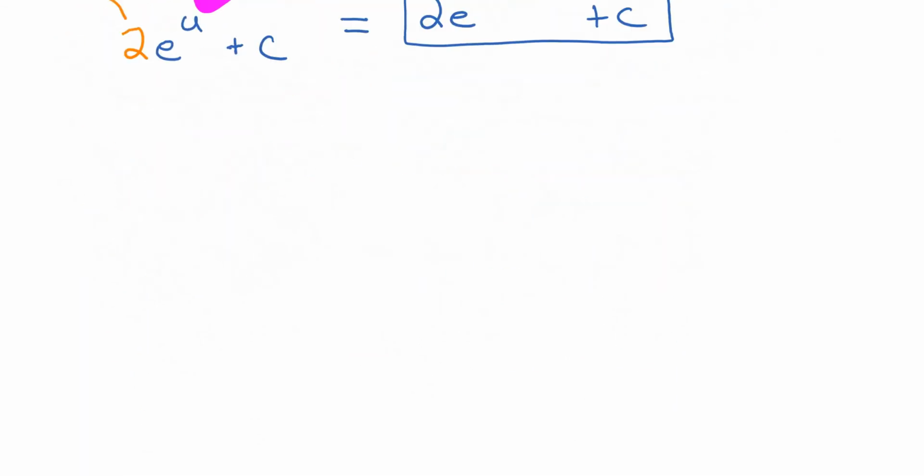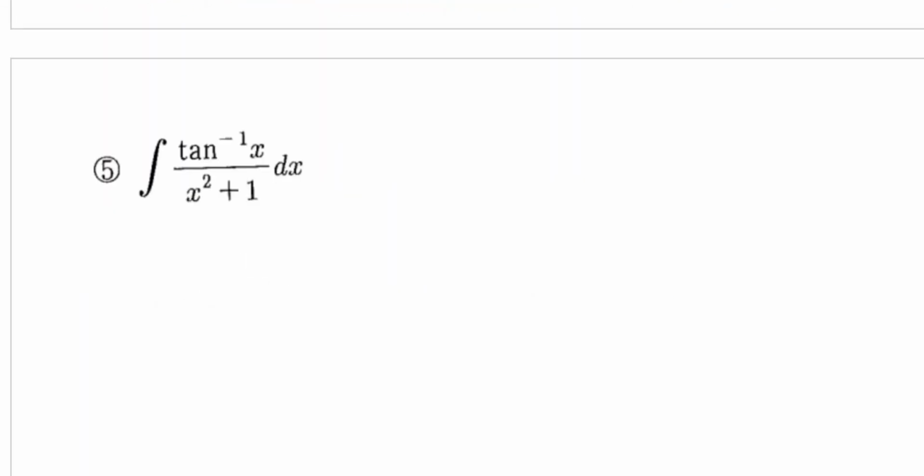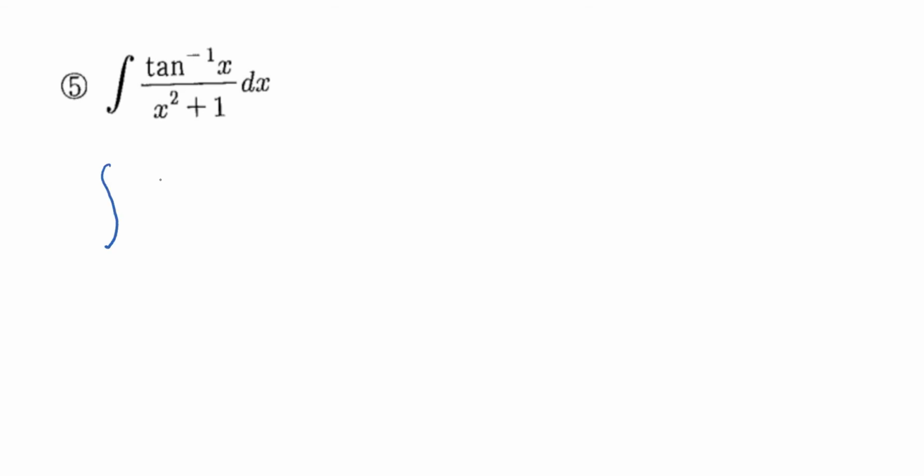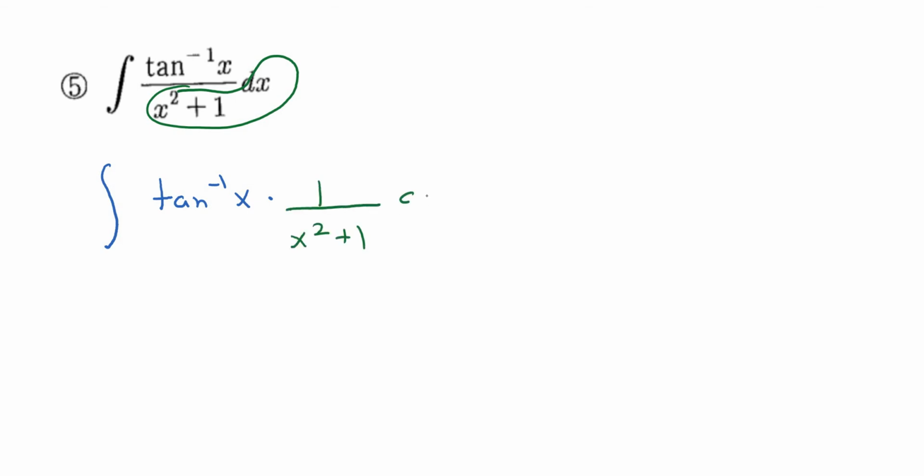Okay, let's keep on moving along here. Number 5. So for number 5, just before I even find the value of u, let me rewrite this as the inverse of tan x times, then I'll take all this part here in green and just write it on the side as 1 over x squared plus 1 dx. Let's just kind of split it up like that.